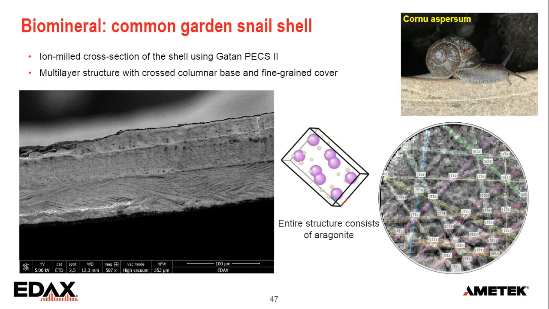And already this is an interesting thing, because aragonite, of course, is the high-temperature polymorph of calcium carbonate, and these snails somehow manage to grow the aragonite at ambient temperatures. So that's already a very nice example of biological control of the crystallography.